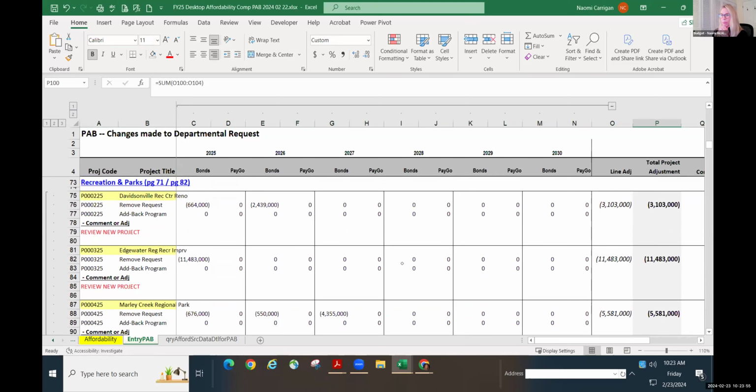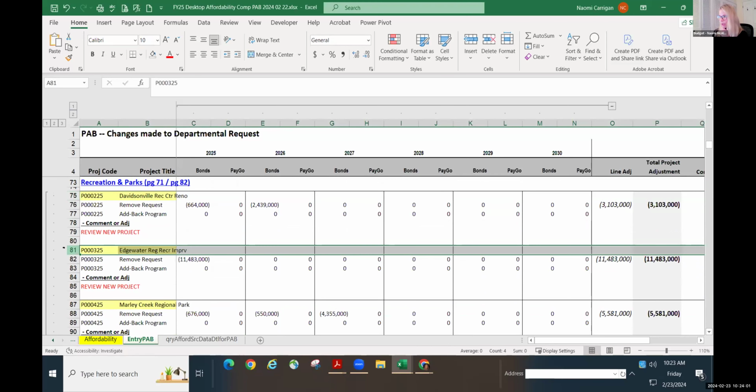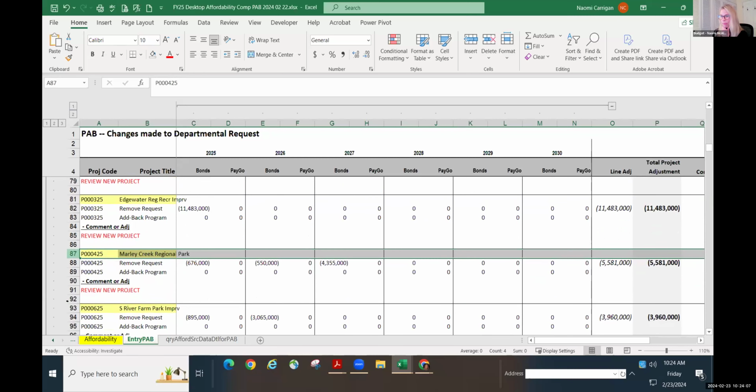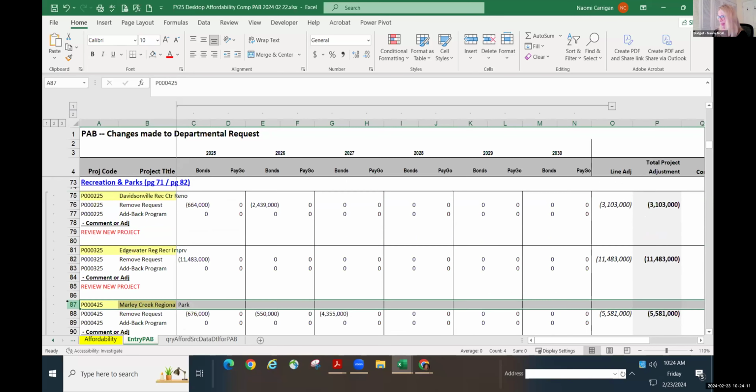18.5. And we move up the screen here. We have the Davidsonville for 3.1, the Edgewater for 11.5, and Marley Creek for 5.6. Those were the top 3 new project priorities. So maybe David could speak as to which projects could be done more quickly, depending on funding, if we could spread some of that funding out.